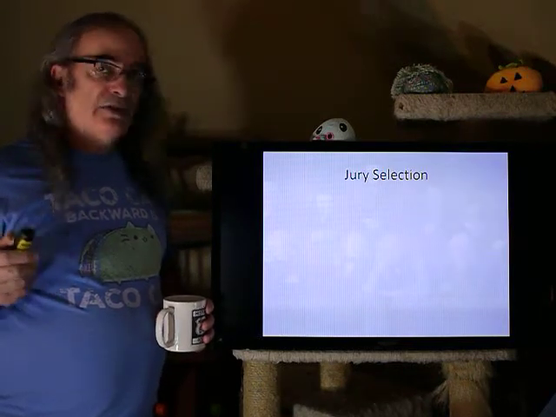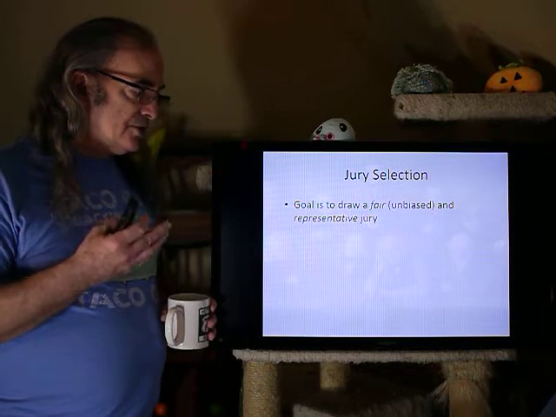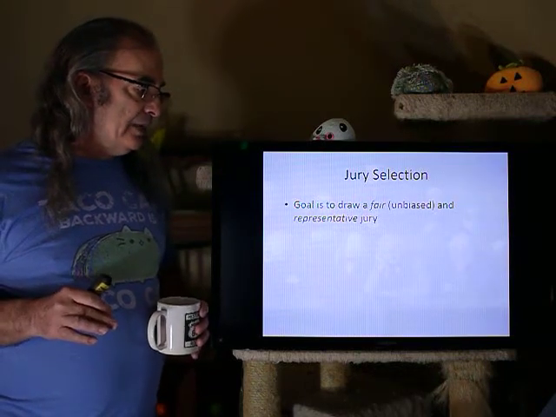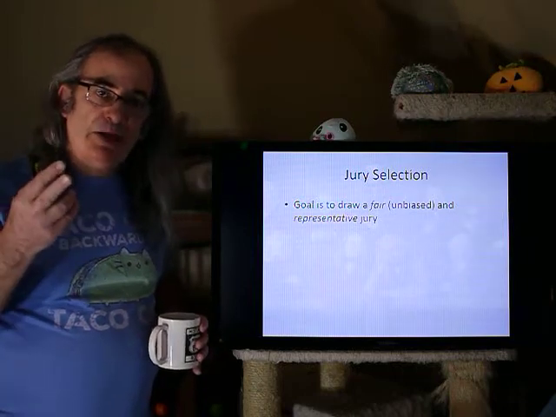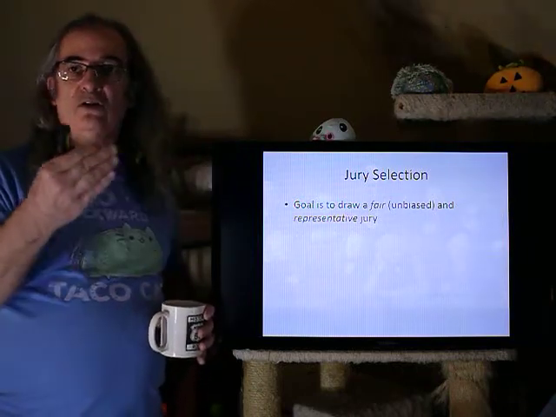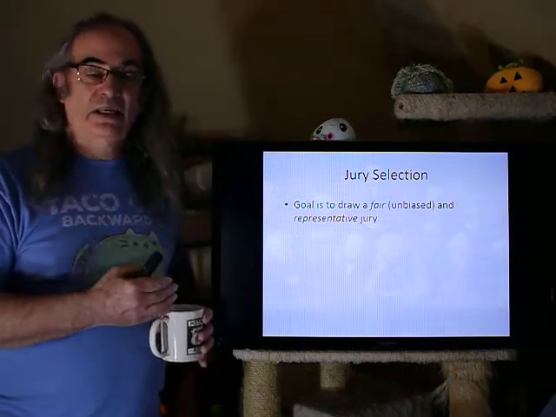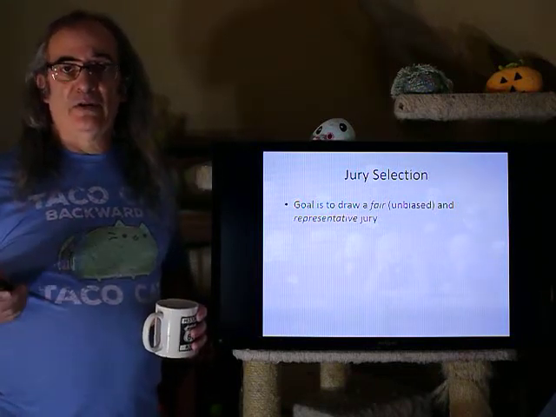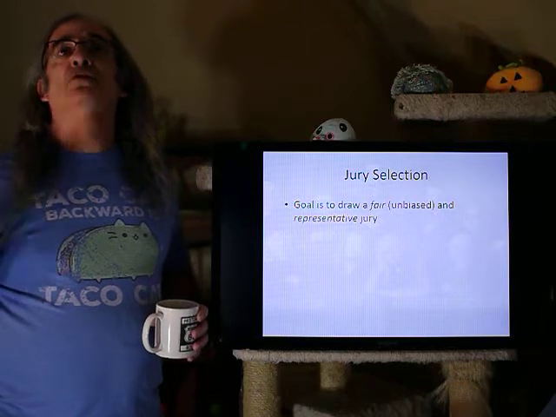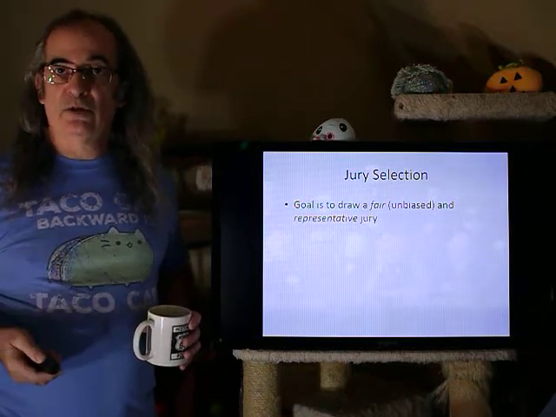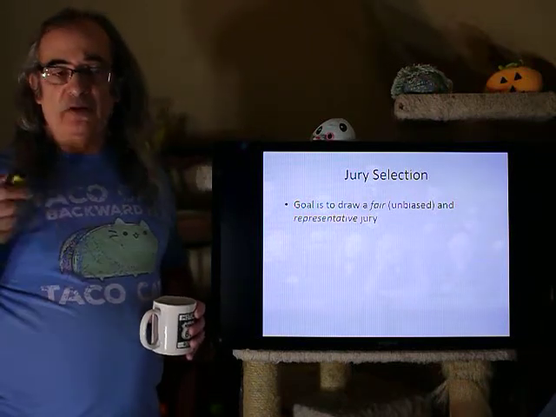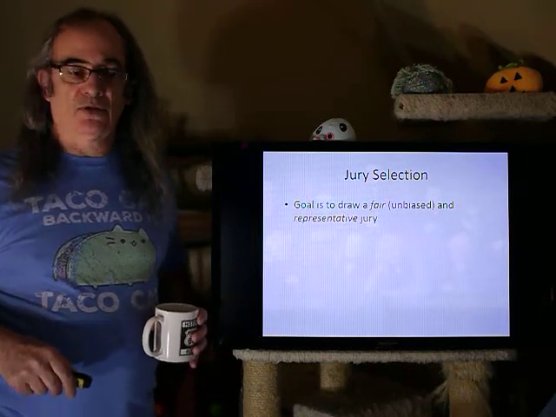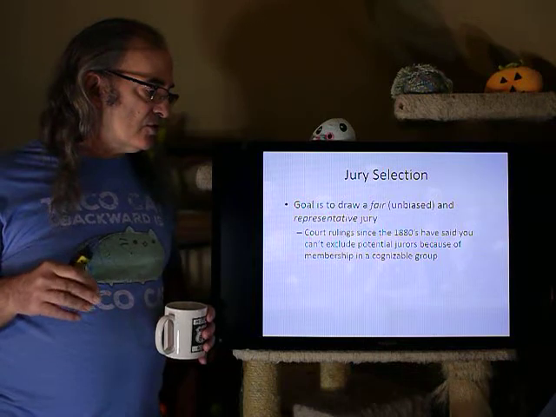So jury selection, what are the overarching goals? The goal is to draw a fair, unbiased, and representative jury. So notice this is two pieces. Fair is considered unbiased, or unbiased is synonymous with fair in this context, and representative. Now what does representative mean? It means that the jury will be drawn from your community. So when we hear jury of your peers, it's a jury of your community members, and that's an important distinction.